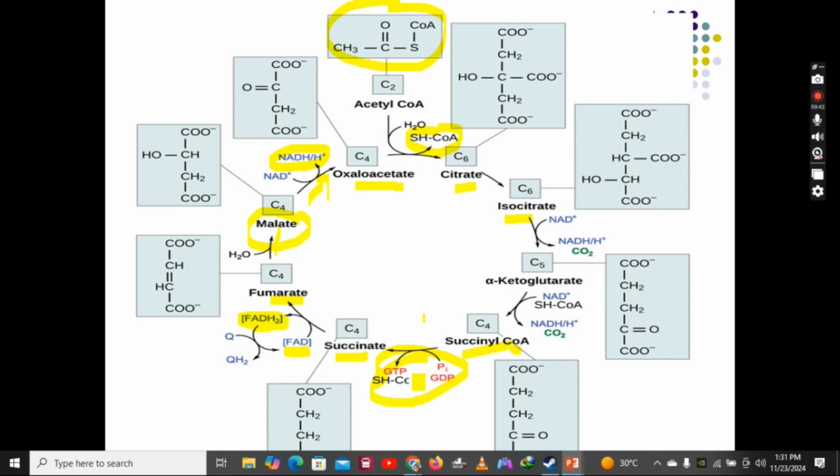But if it's in the muscle cells or the brain cells or the heart cells, then it's the ATP, because these cells need a lot of energy. But you can use whichever you want. If it's ATP or GTP, it's all the same. Okay, there's no problem.